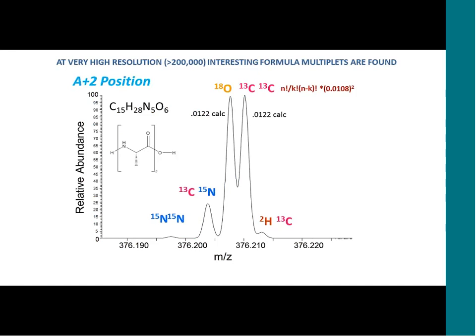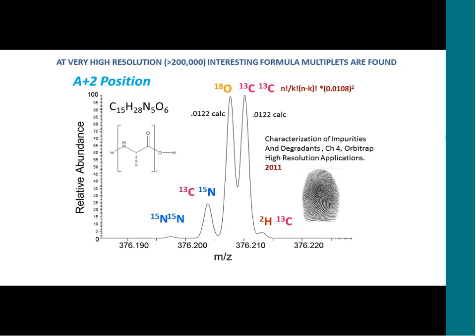And again, because of differences in the nuclear binding energy, these various combinations occur at distinct places. And I say this is a little bit like a fingerprint. And if you want to read more about some of my earlier suggestions about how this was useful, you can find this in Characterization of Impurities and Degradants, Chapter 4, Orbitrap High-Resolution Applications. That's a chapter that I wrote for the generalist. So even if you don't consider yourself a mass spec guru, but rather a mass spec user, I think you might find that chapter in that book to be of use.